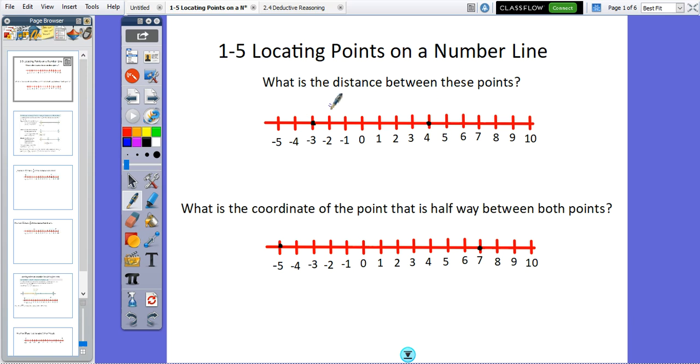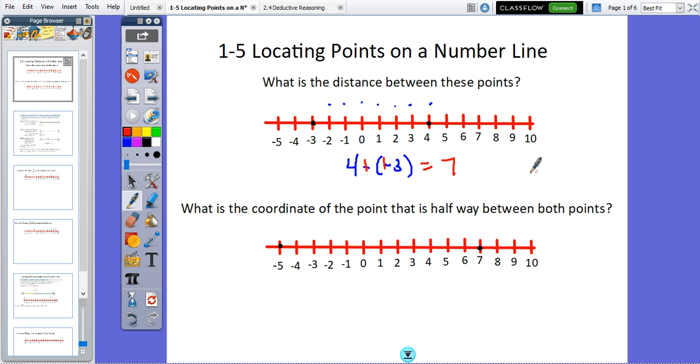Many people just count over and say 1, 2, 3, 4, 5, 6, 7. And you won't be wrong. It is 7 units away. Now, mathematically speaking, you will do where we ended minus where we started. In this case, we got 4 minus a -3. Now remember that those change the sign right there, so we're getting a final answer of 7 units.